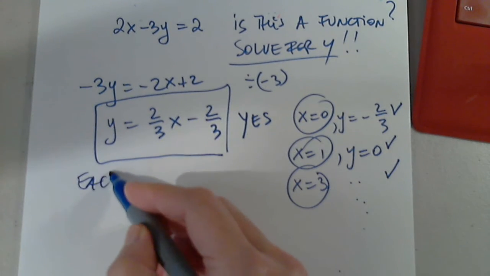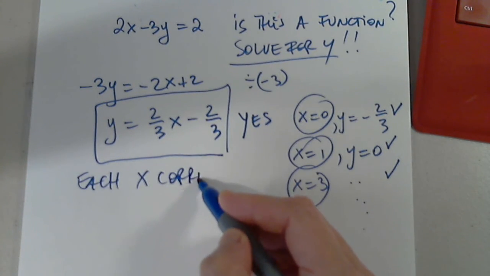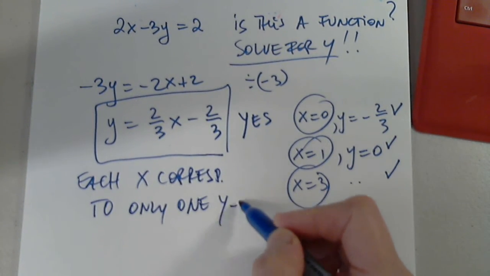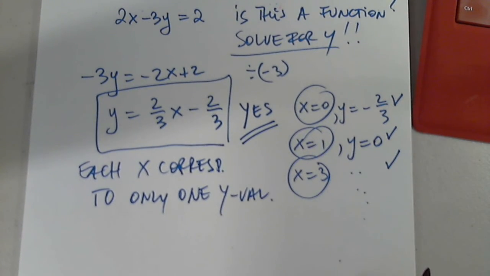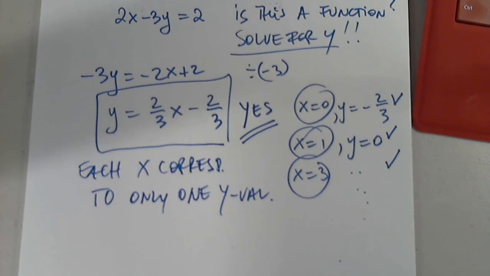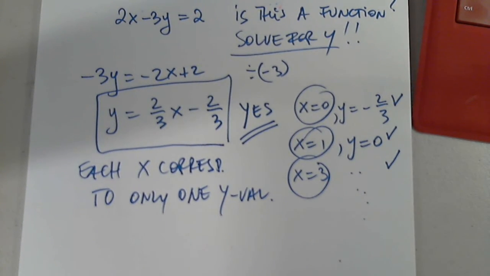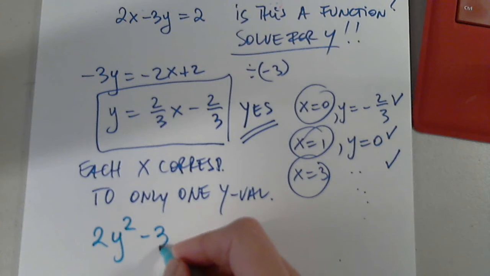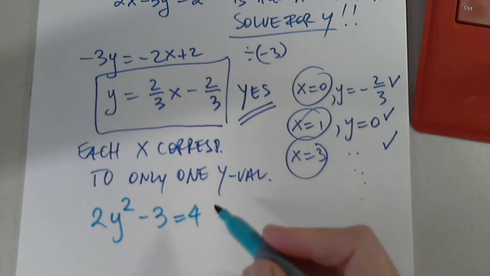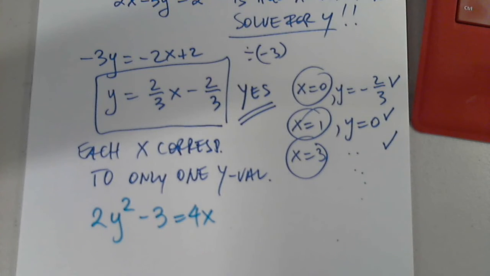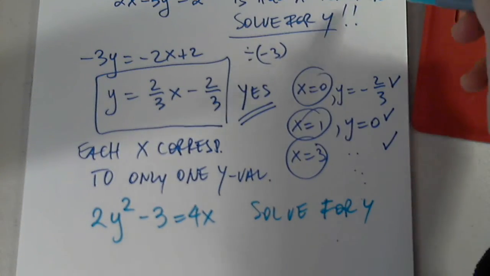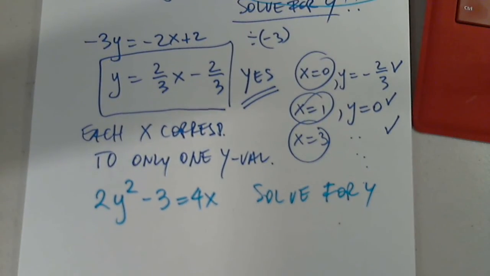So each x corresponds to only one y value. That's why this is a function. But now, because we know, we studied a lot of these in the previous chapter, what if I have this? I still have to solve for y. The question is the same. Is this a function? Same question.